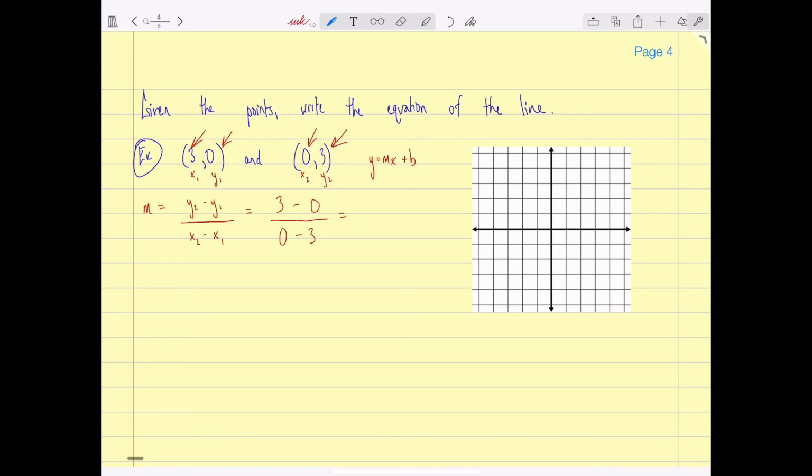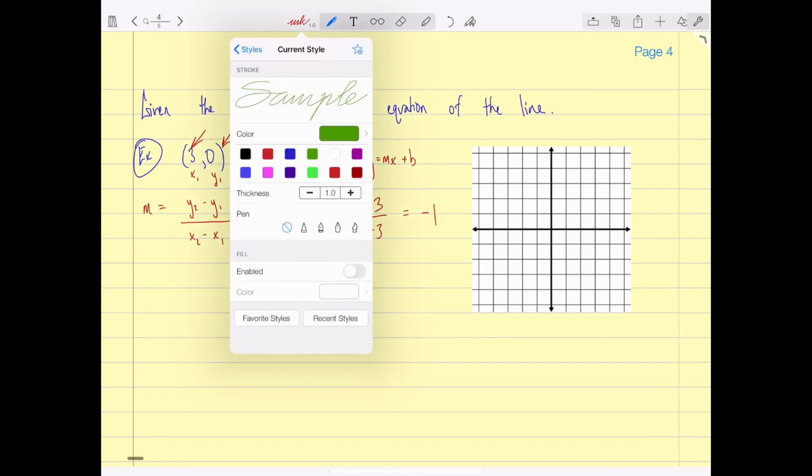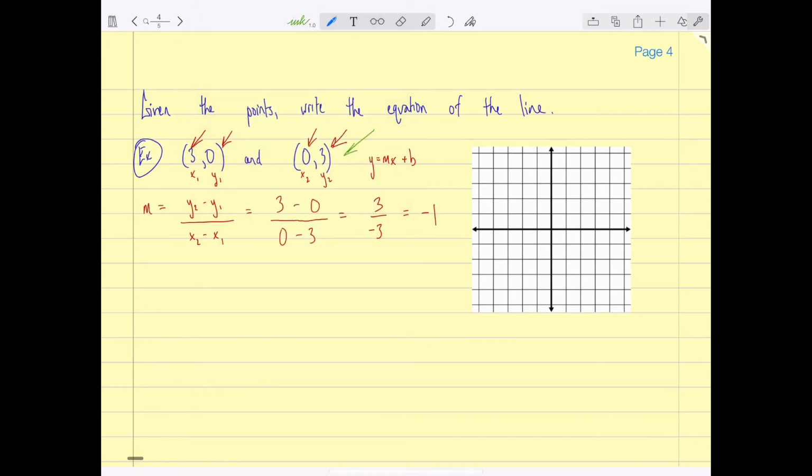Okay, well, now this is a simple equation, right? So we could go, it's 3 over -3, so that's -1. Okay, so the slope is -1. And one of those things I can see from this point here, 0, 3, is that it's actually the y-intercept.